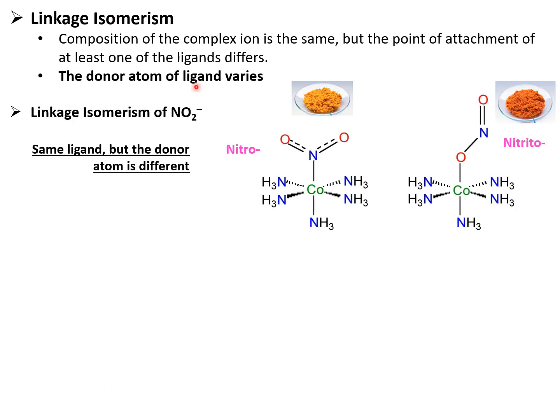In linkage isomerism, the composition of the complex ion is the same, but the point of attachment of at least one ligand differs. If you see here, the central metal ion is cobalt, and nitrogen is directly attached to cobalt. Whereas on the right side, oxygen is directly attached to the cobalt metal ion. So it is the same ligand, but the donor atom is different. If the donor atom is different, then it is called linkage isomerism: which atom is linked to the central metal ion.